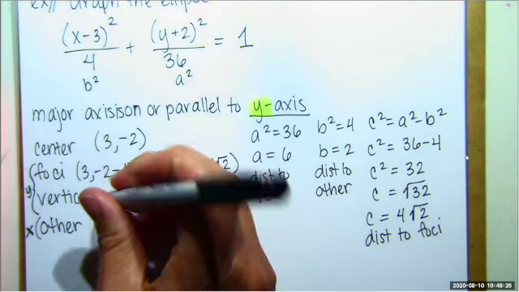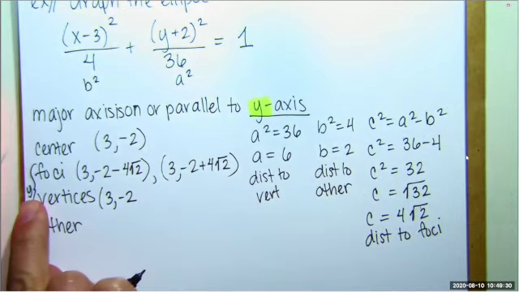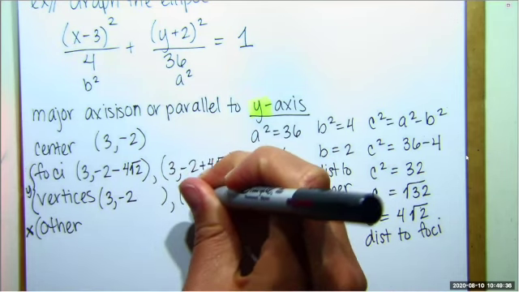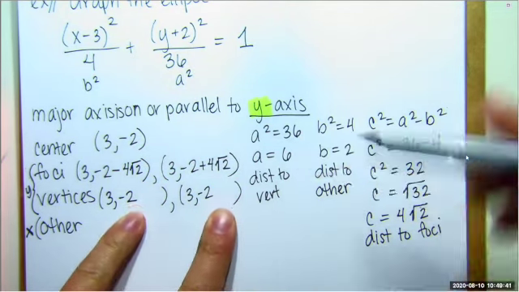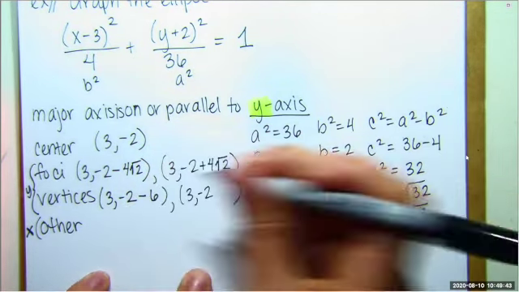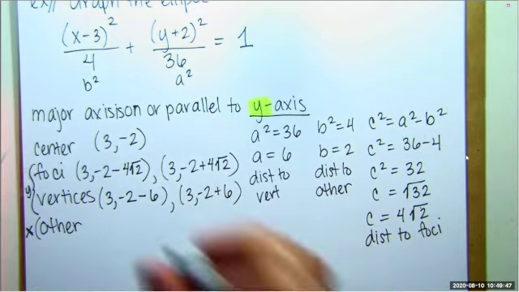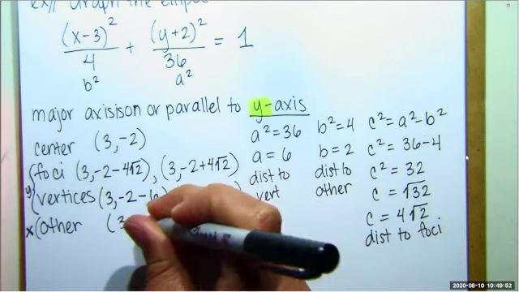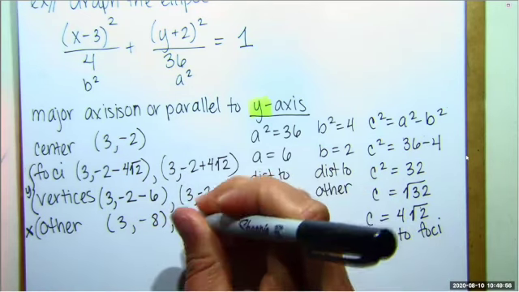So let's do the same thing for the vertices. I'm going to start at my center, which is 3, -2. I know I need to add and subtract A to my y-coordinate, so let's leave an open space on the y-coordinate: 3, -2, open space. My vertices are a distance of A away. So I need to subtract A and add A to the y-coordinate. Now let's simplify this. I get 3, -2 minus 6 is -8. And -2 plus 6 is 4.